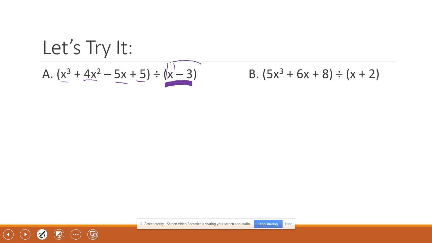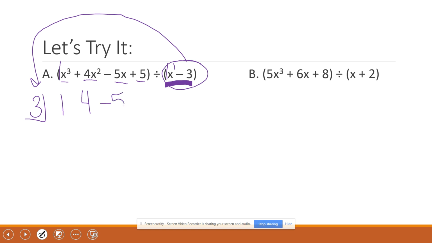To start our problem, we're using our x minus 3. Now remember that x's are liars, so 3 is what goes in the box. Then we're using our coefficients, or the numbers in front of our variables, and our constant. So we have a positive 1, a positive 4, a negative 5, and a positive 5. From here, we're going to vote the last number off the island. This is where our remainder, if there is one, will be at.